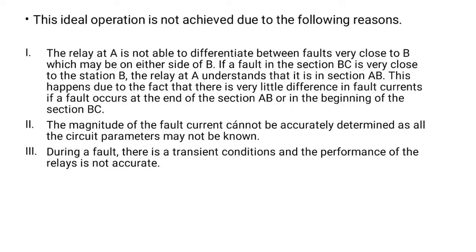The relay at A is not able to differentiate between the faults very close to B, which may be on either side of B. Now, if the fault in the section BC is very close to the station B, then the relay at A understands that it is in the section AB, as the fault is near to B. This happens due to the fact that there is little difference in fault currents if a fault occurs at the end of section AB or in the beginning of the section BC.